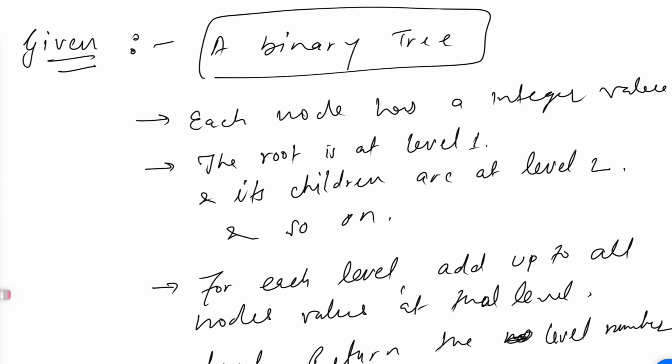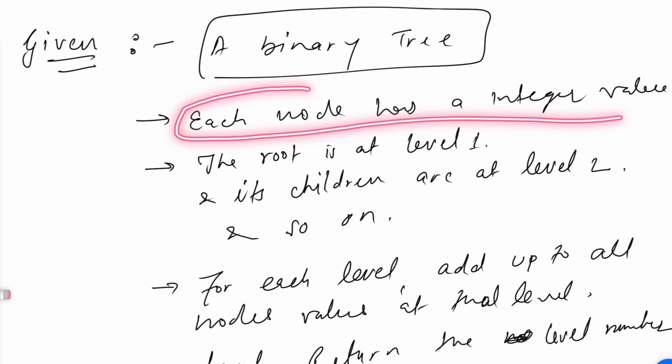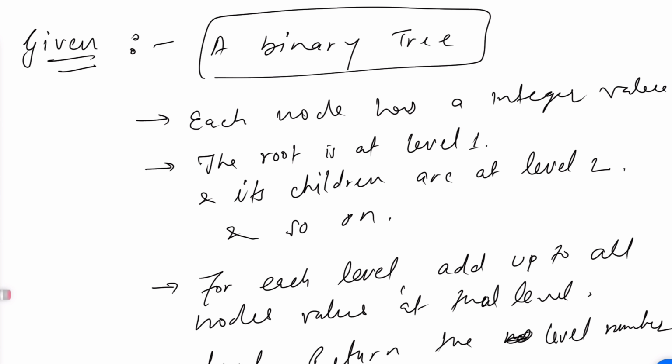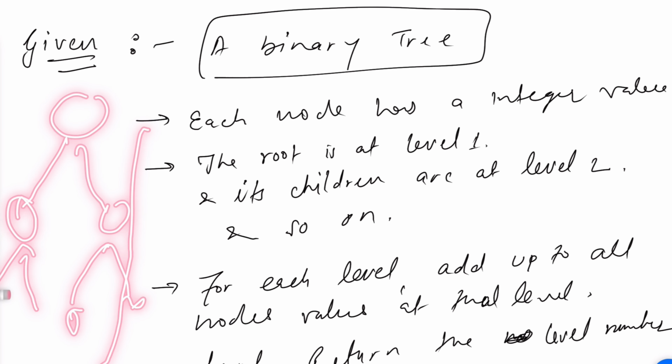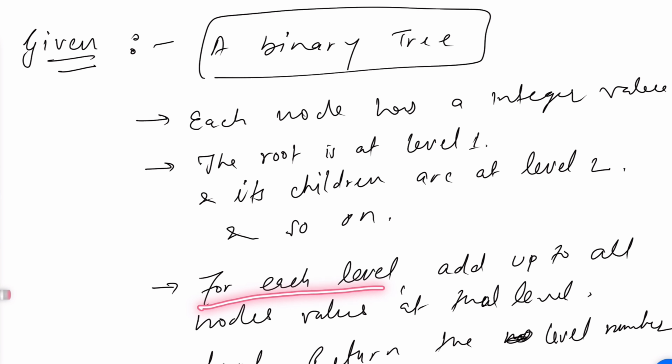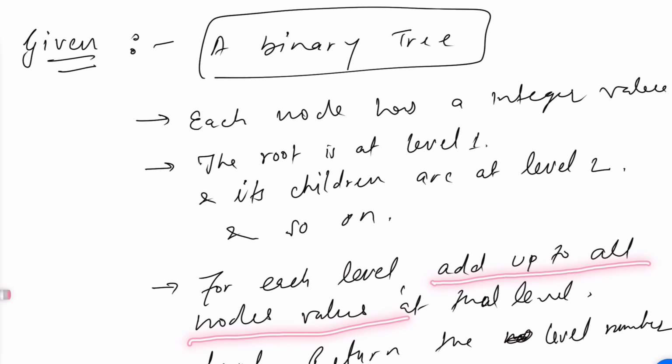What I'm saying is that each node has an integer value. We know that the root level is at level 1, its children are level 2, and so on, right? It will keep going down the levels. For each level we will add up all the node values, right?